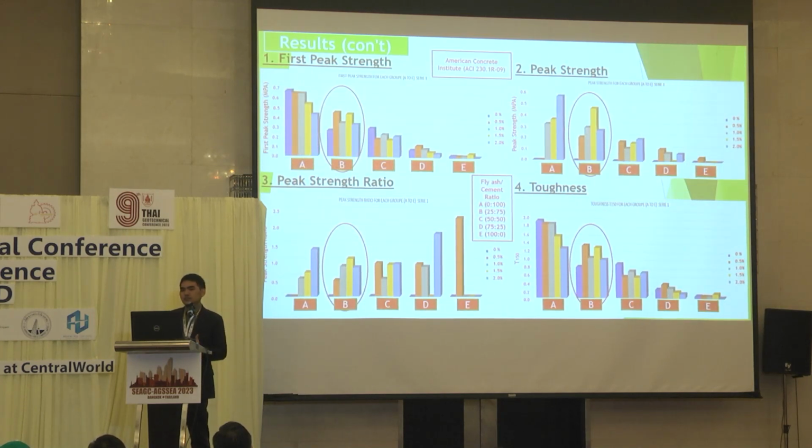Let's continue to the result. It shows an example of the analysis. This study uses first peak strength, peak strength ratio, and thickness. And in this study, we use the American Concrete Institute standard.